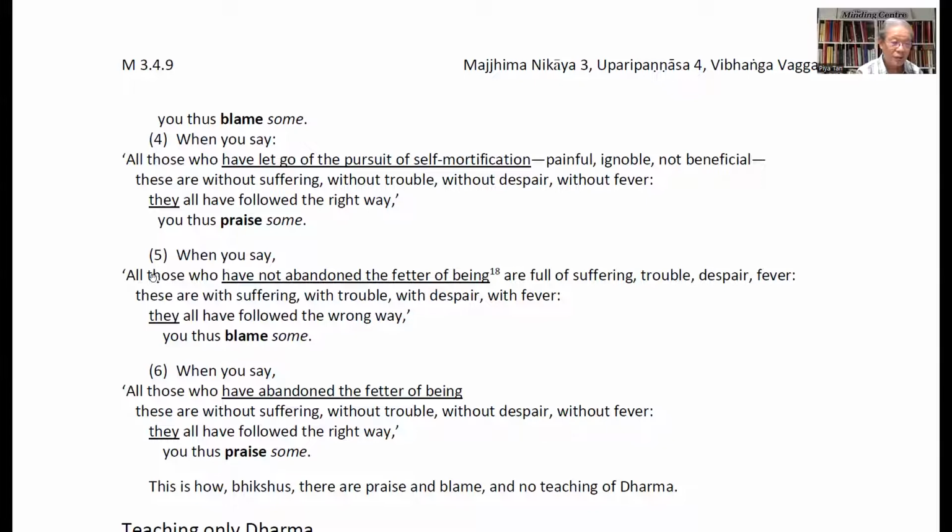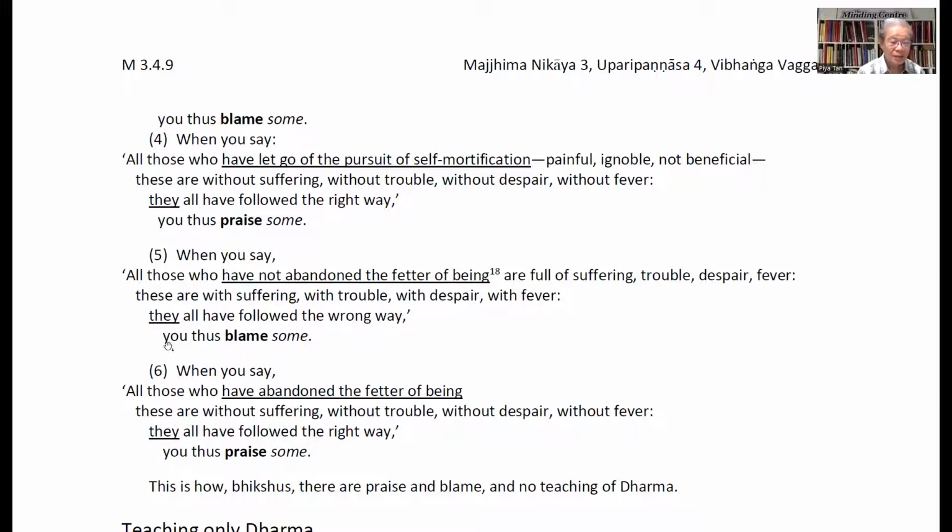Number 5, when you say, "All those who have not abandoned the fetter of being," this is the Buddha going a little higher. Those who are still caught up with being reborn, becoming this, becoming that, are full of suffering, trouble, despair, fever. "They all have followed the wrong way." You thus blame some. Why do you blame some? I've underlined the word "they," because we refer to people, not to the situation.